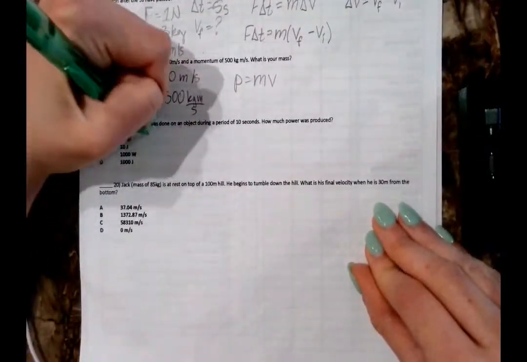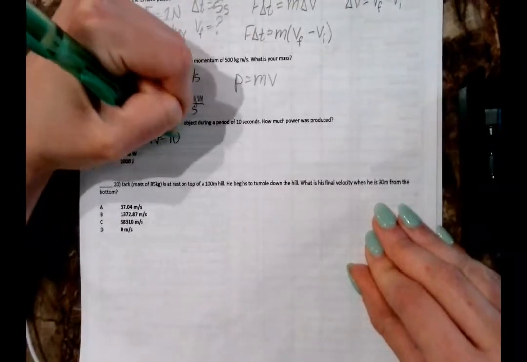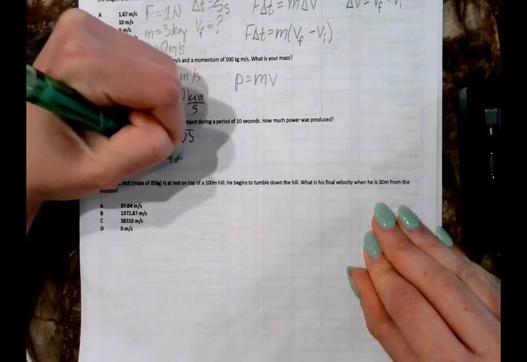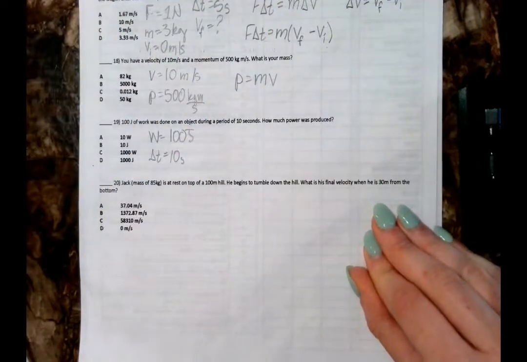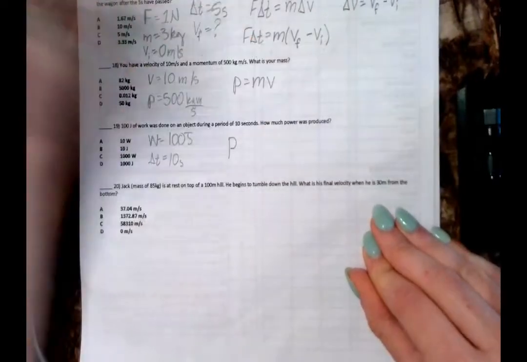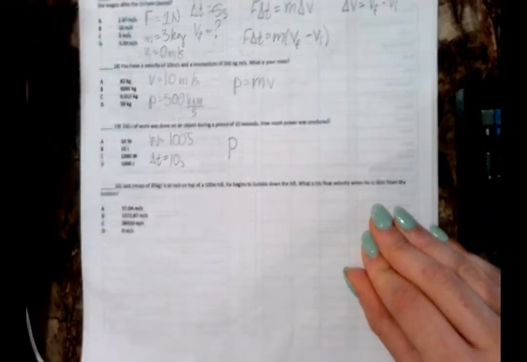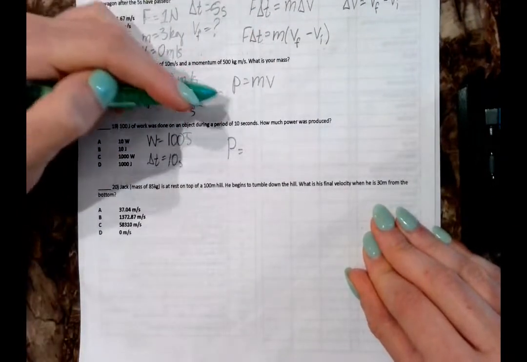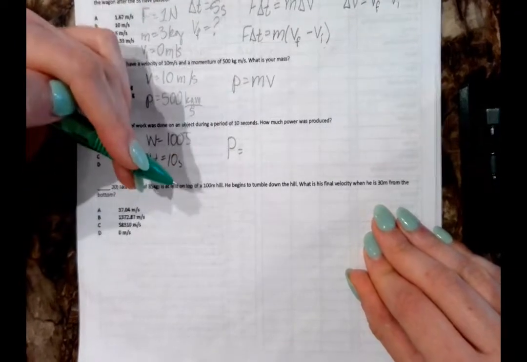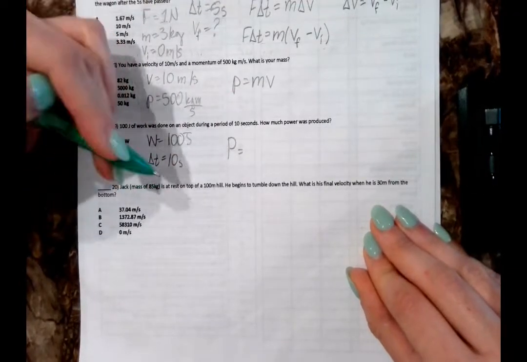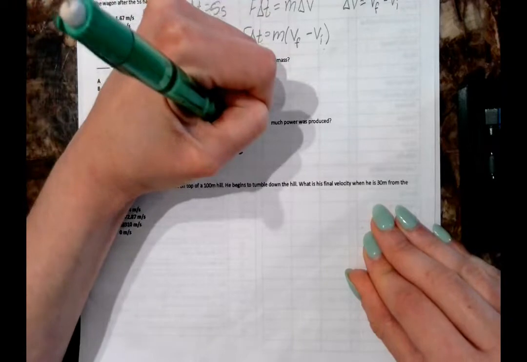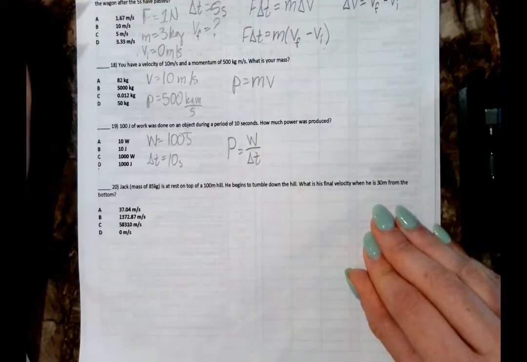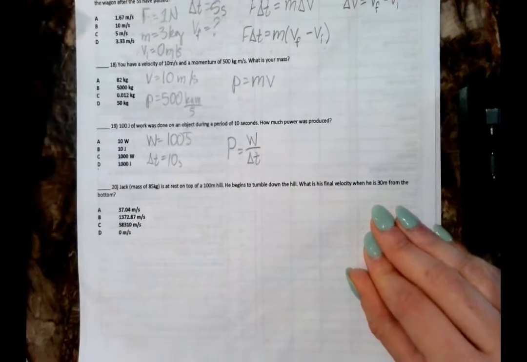100 joules of work are done in a period of 10 seconds. How much power is produced? Well, power is work done over time. So power, capital P, is different from lowercase p. I know they look the same, but make sure that you are distinguishing them for yourself in your notes. So power is work done over a period of time. Look at that, plug it in, solve for your variable.